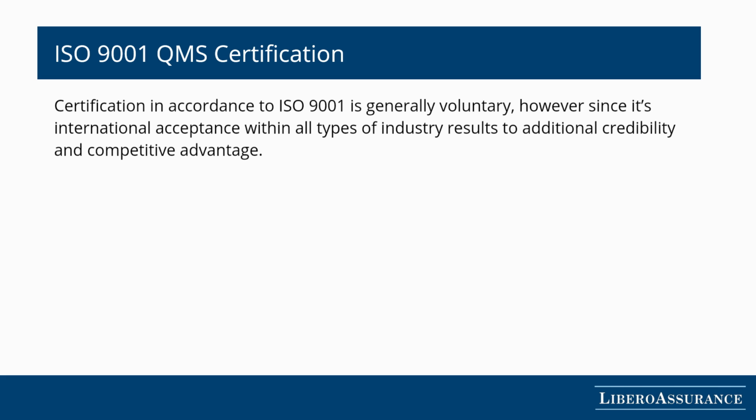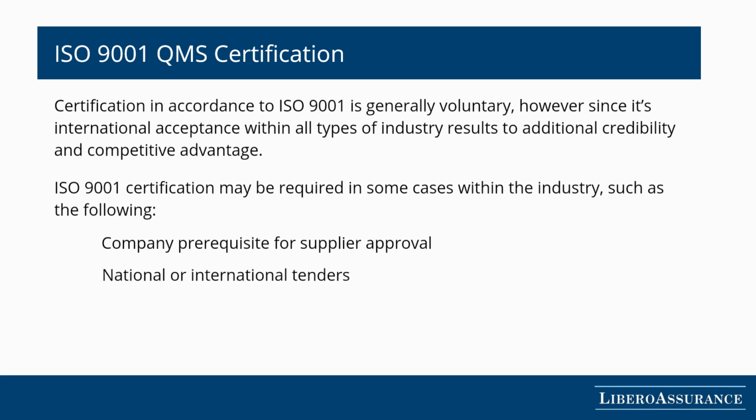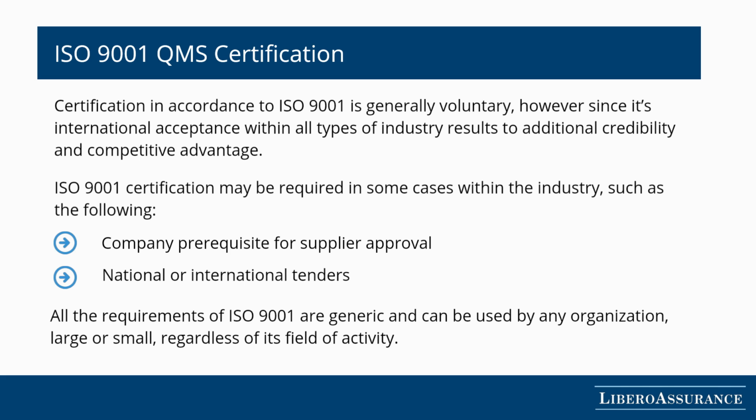Certification as per ISO 9001 is generally voluntary, but its international acceptance across all industries results in increased credibility and competitive advantage. In some cases, such as the following, ISO 9001 certification may be required within the industry. Many businesses set QMS certification as a requirement for supplier approval. ISO certified suppliers reduce the risk of purchasing a low-quality product or service. Additionally, many industry tenders set certification as a legal or contractual requirement. All ISO 9001 requirements are generic, and can be applied to any organization, large or small, regardless of its field of activity.